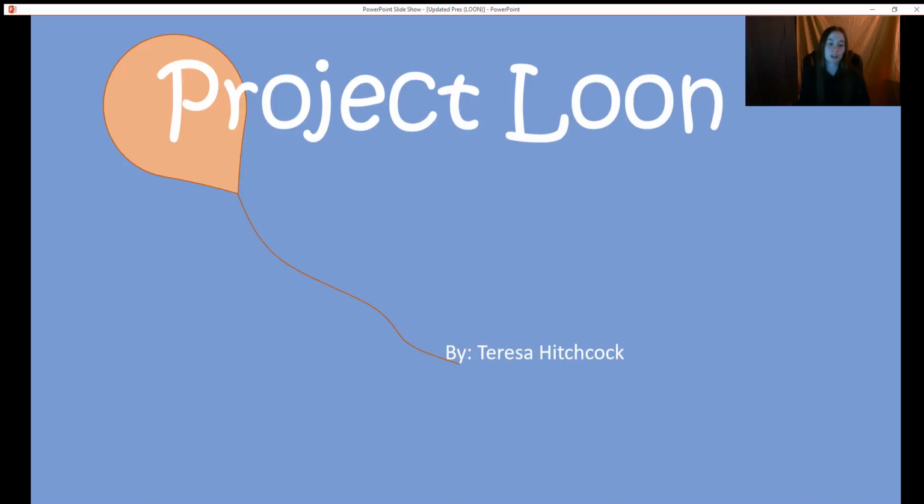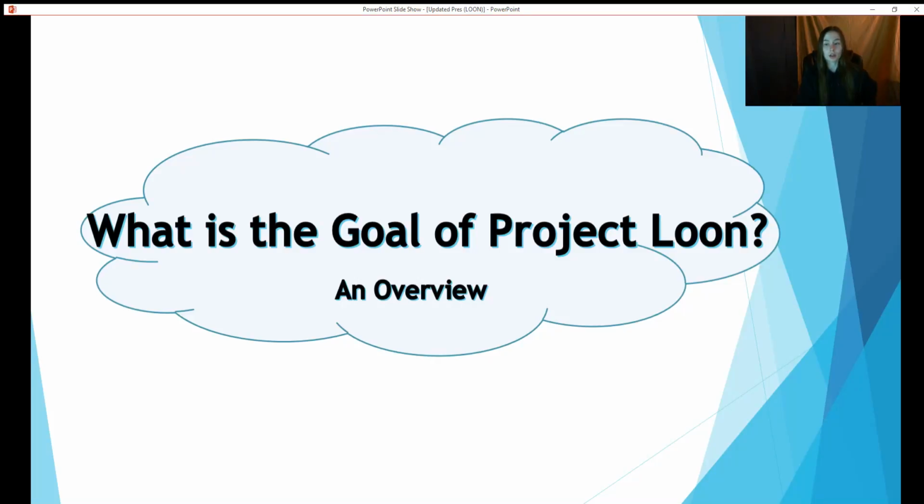My presentation is on Project Loon, a moonshot project by Google. The goal of Project Loon, as an overview, is to give internet to remote areas around the world through a network of balloons. They have the building blocks of a cell tower, which we'll get into when we cover the hardware.